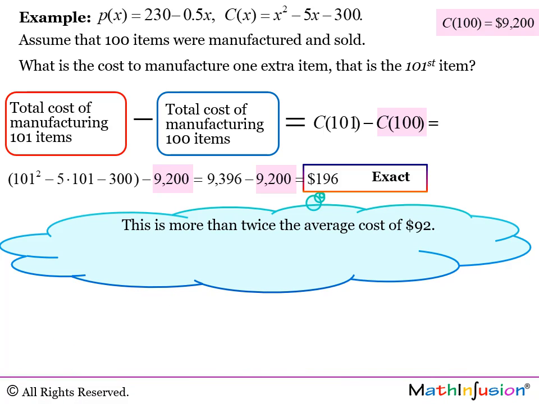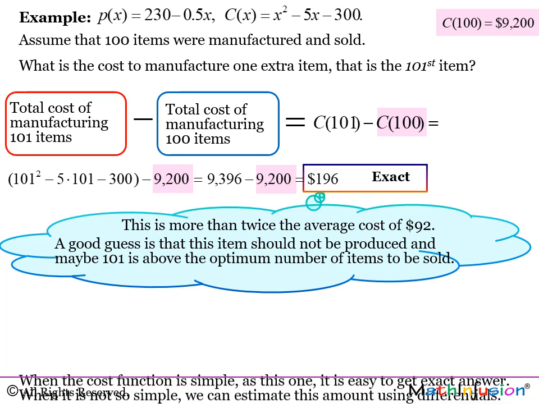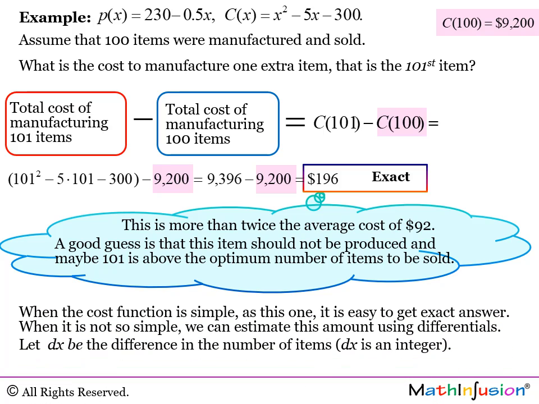This is more than twice the average cost of $92, if you recall. A good guess is that this item should not be produced, and maybe 101 items is above the optimal number of items to be sold. When the cost function is as simple as this one, it is easy to get the exact answer. But when it is not simple, we can estimate this amount using differentials.